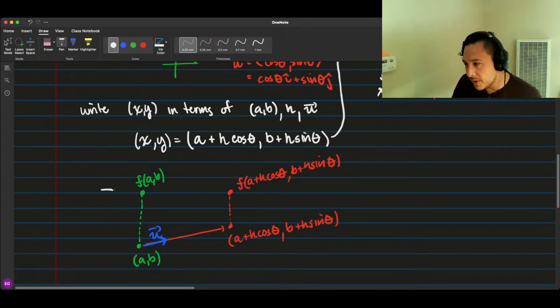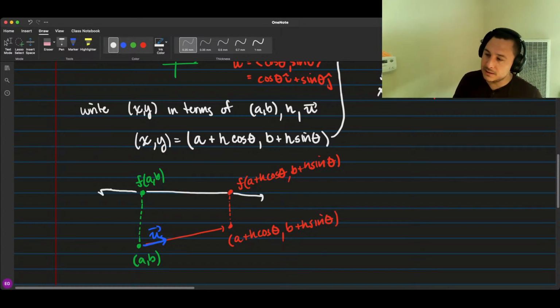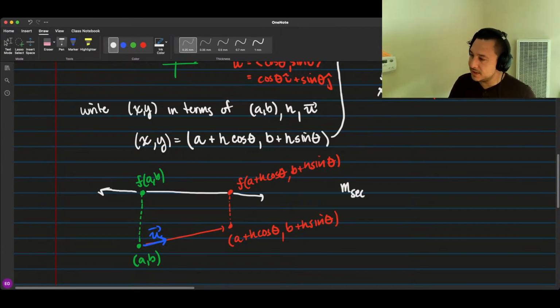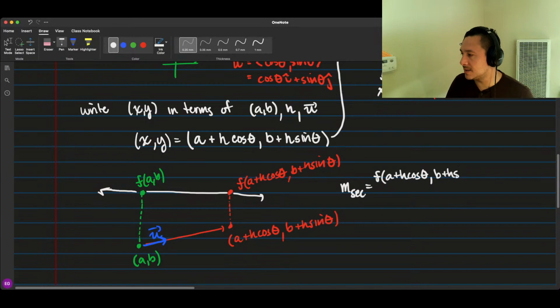And using those 2 points, we can form our secant line. So what is the slope of our secant line? Well, you're going to have the difference of the z values over the distance between the 2 points. So that's going to be f of a plus h cosine theta, comma b plus h sine theta, minus f of a, b, all over the distance between the 2 points, which is h.